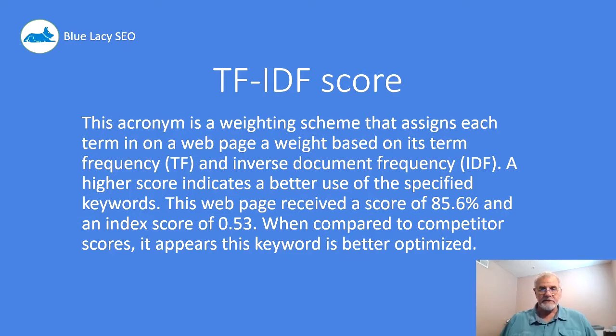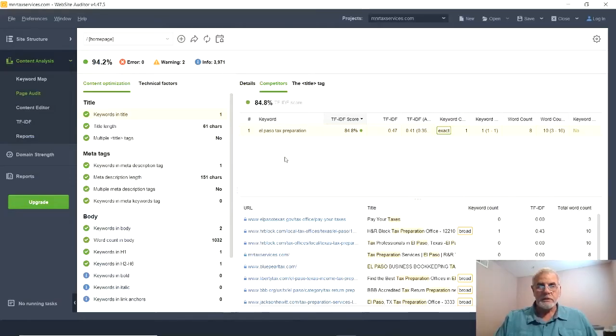Now, this web page receives a score of 85.6 on the TF-IDF and an index score of 0.53. So what does that mean? Well, when you compare it to competitor scores, it appears that this keyword is better optimized. So let's go back to Website Auditor. It says I have 84.8, and I ran it earlier and it said 0.53. Now it's 0.47. But here are the competitors down here.